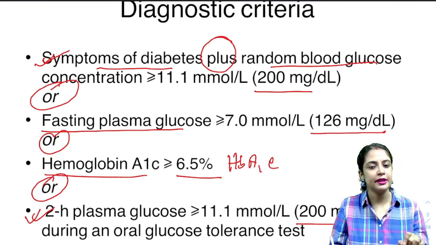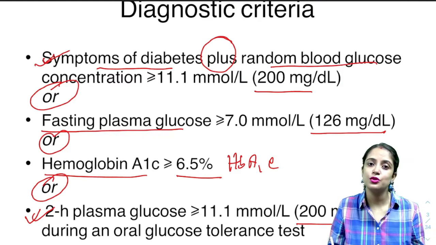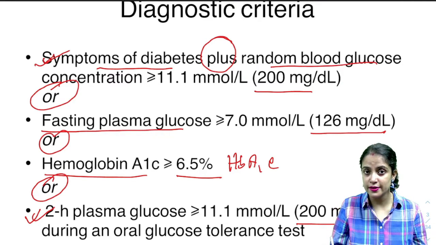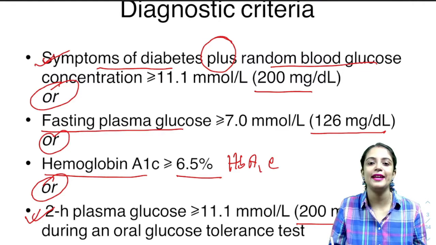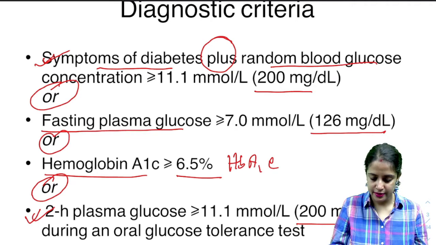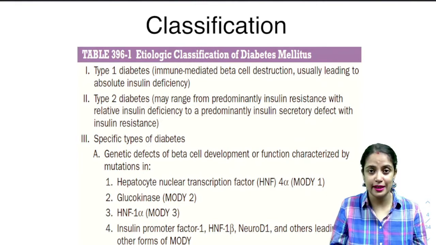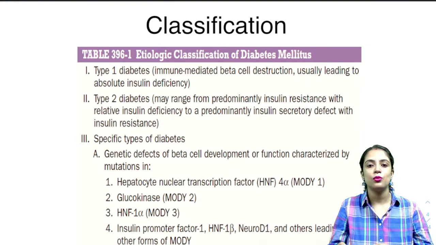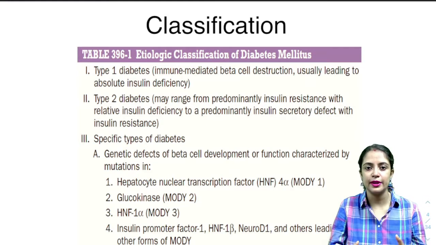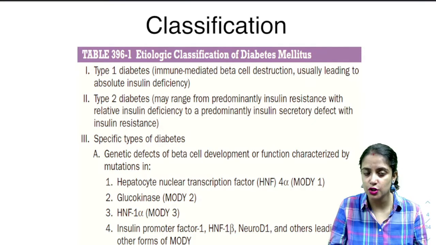So symptoms plus random blood sugar of 200 or more, or fasting blood sugar 126 or more, or 2-hour value after oral glucose tolerance test 200 or more, or HbA1c 6.5 or more. All these situations will lead to the diagnosis of diabetes mellitus. So this is about the diagnostic criteria. Now the classification of diabetes. Commonly we only know that there is something like diabetes mellitus, but we do not very often discuss the classification of diabetes.